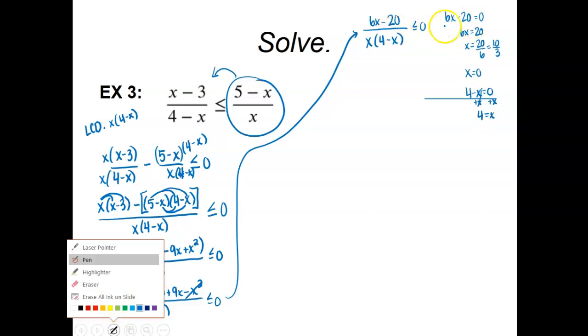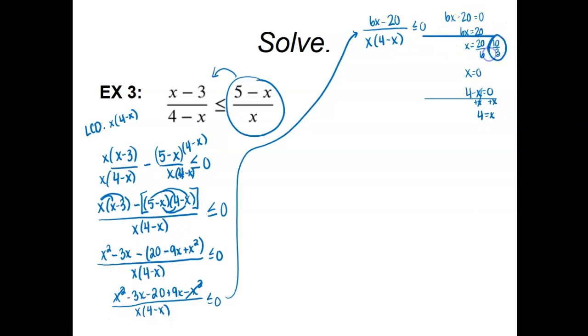We've got this 10 thirds. We've got this 0 and this 4. Those all need to go on our number line. 10 divided by 3 here. I may have said negative, but that's not negative. 10 divided by 3 here is going to be a little bit above 3. It's going to be 3.3 repeating.